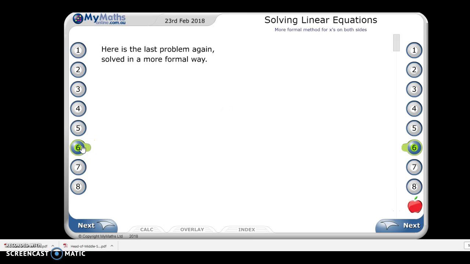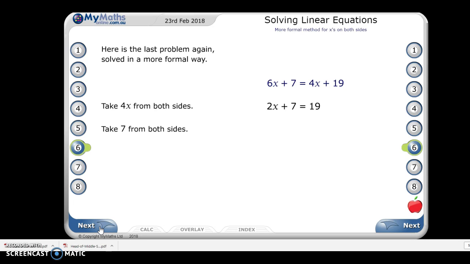Here's the last problem again solved in a more formal way. So we're going to look at the setting out of it. So there's our equation. We take 4x from both sides. Now they haven't actually shown the working, but you can imagine underneath the 4x we've subtracted it, and underneath the 6x we've also subtracted 4x. Right, so that gets us to this black part of the equation now. And now we know how to work from that.